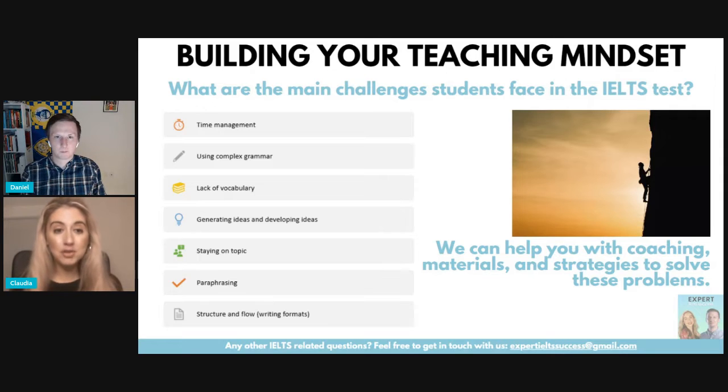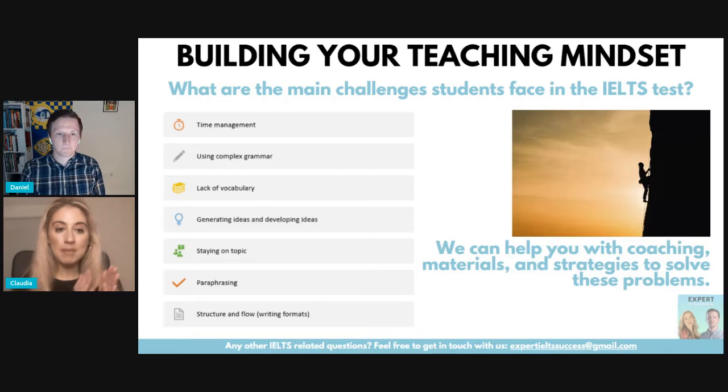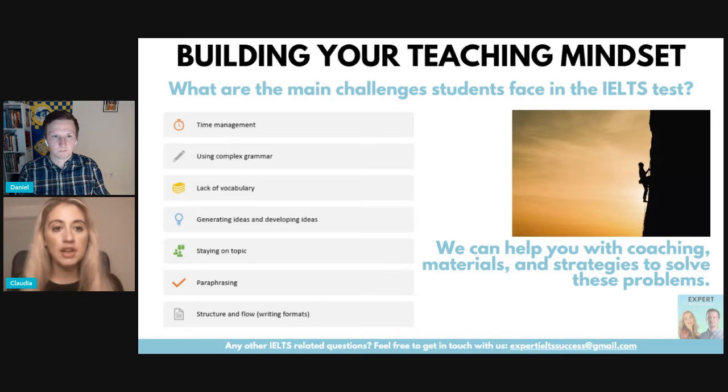So you have to practice under time conditions. You have to help them manage their time. I mean, even in the reading test, you can help them manage their time, because the last article, for example, is the hardest, and they need to spend most of their time on that. So it's little things like that that we as teachers need to help our students with.